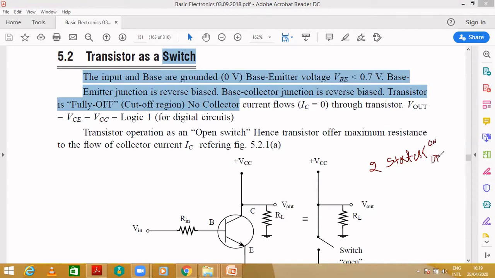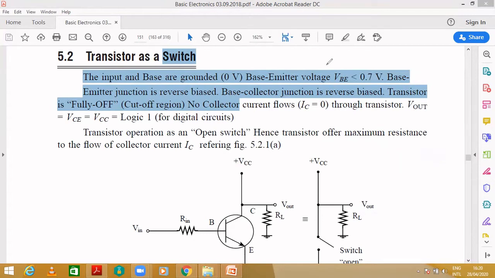Whenever the switch is in the on state, I am representing the transistor as T, the transistor will be in the saturation region. When the switch is off, the transistor will be in the cutoff region. Okay, so how? Let's see now.